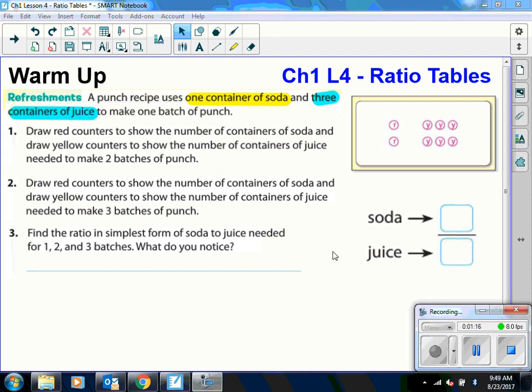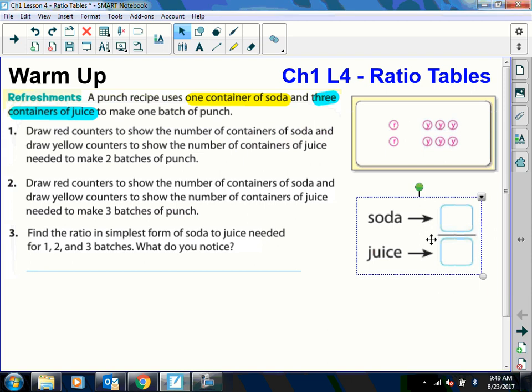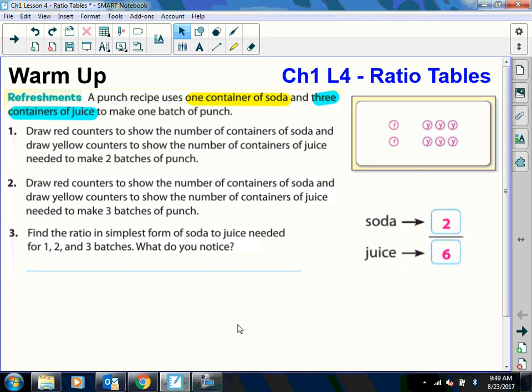So, what is the ratio to make 1 batch? The ratio for sodas to juice is 1 to 3. Very good. So the ratio for making 2 batches would be 2 to 6. Very good. 2 to 6.